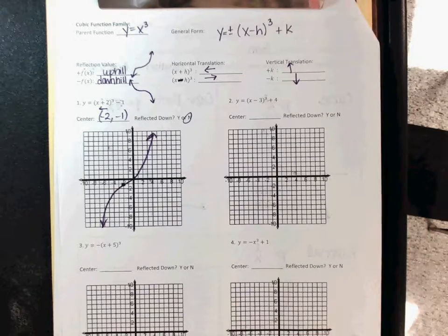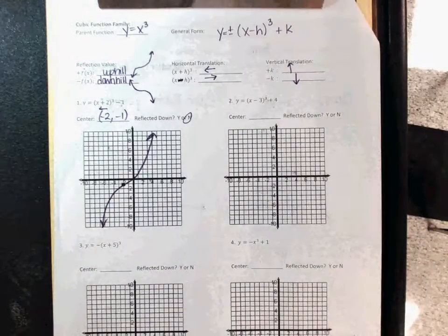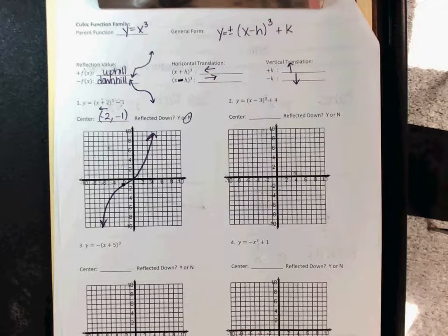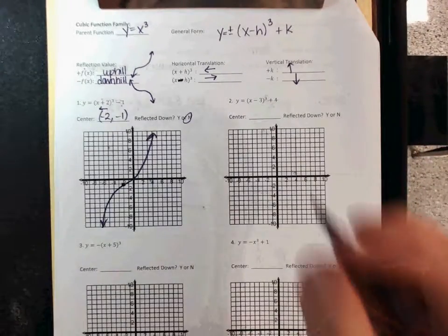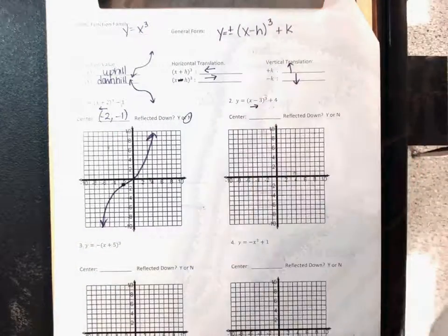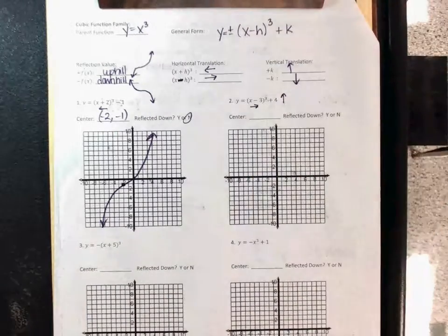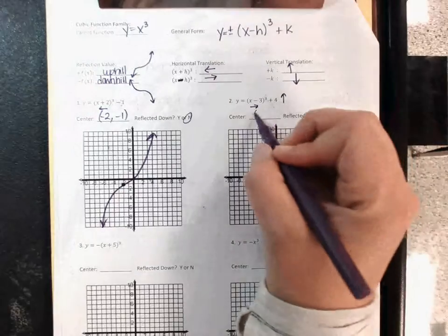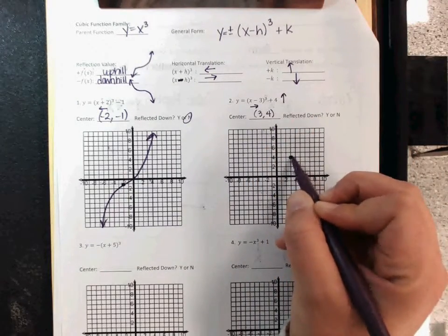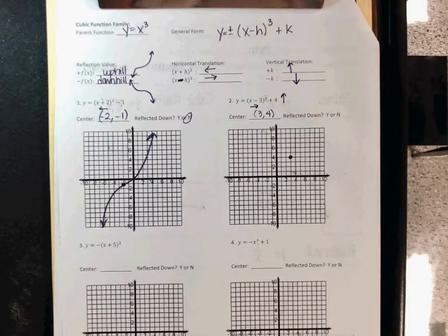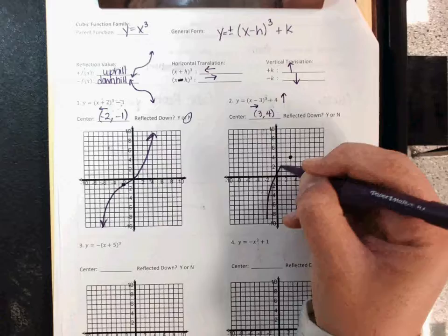Okay, look at number 2. Now that hopefully everybody has the right packet, what's our center going to be on number 2? Which way are we going? Okay, to the right 3. What about the plus 4? Up 4. Okay, so I'm going to go to the right 3. That's a positive 3 and up 4. Is it going to squiggle up or squiggle down? Okay, look at the front. If there's nothing there, then you're squiggling up.